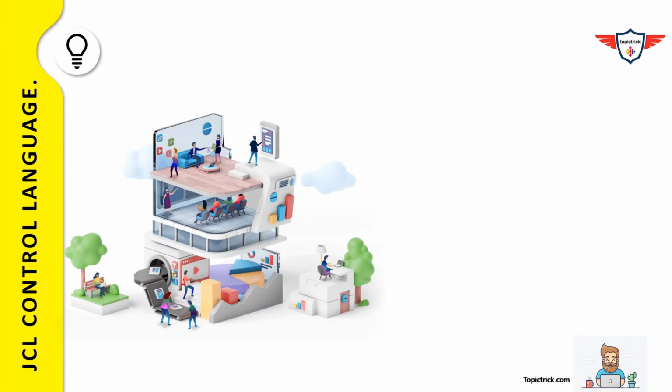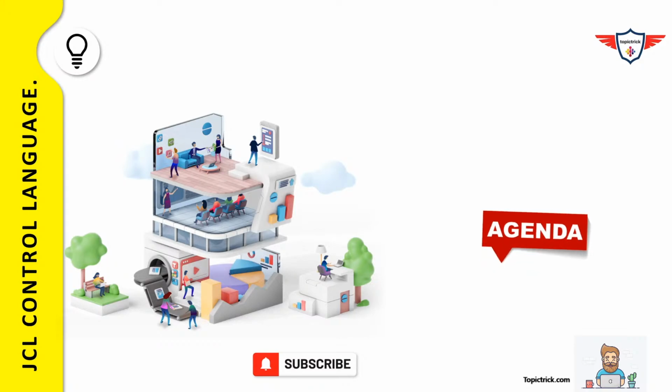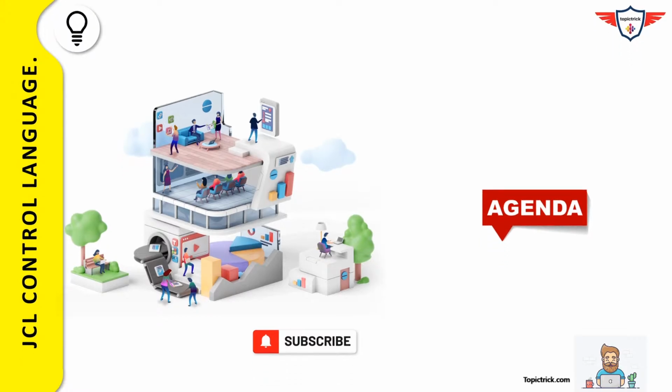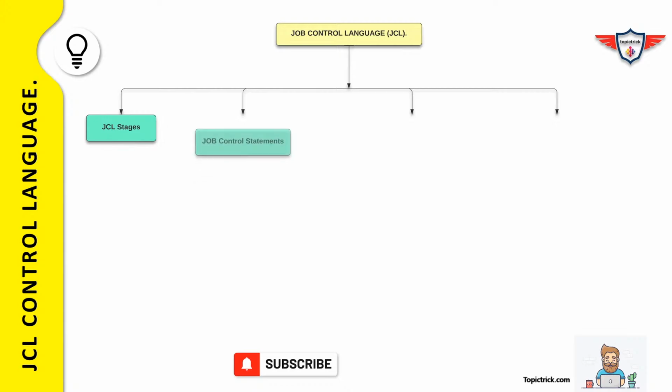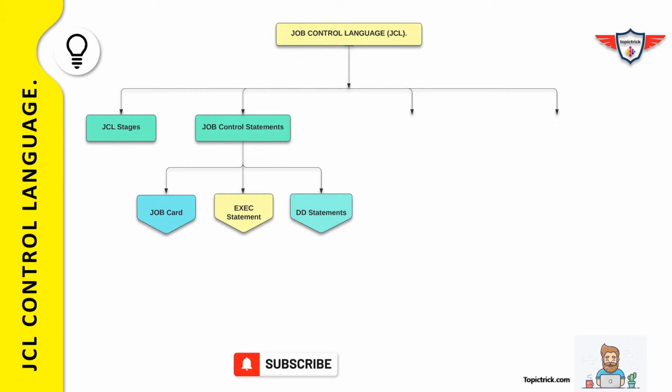So without wasting any time, let's focus on today's agenda. We start today's session with an introduction to IBM Mainframe. Then we will try to understand the term JCL and why it is important from a mainframe perspective. Then we will deep dive into different stages of JCL, followed by job control statements. In that we will discuss the job card, execute statement and DD statements. And after that we will look at different coding rules which are applicable when you write a JCL.